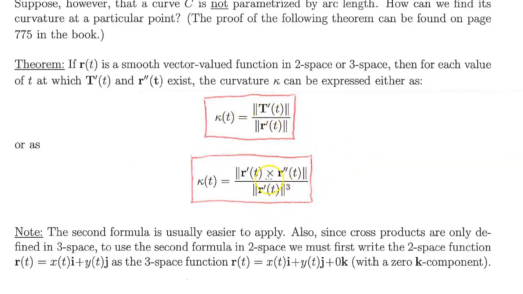But on the other hand, here we're using cross products, so we need to have our vector valued function be a function in 3 space, okay, instead of 2 space, right? Because you can't cross vectors that are in 2 space. You can only cross vectors in 3 space. So to use this second formula in 2 space, we have to first write the 2 space function, so r of t equals x of t comma y of t, as the 3 space function x of t, y of t, 0. Okay, where you have a 0 k component.